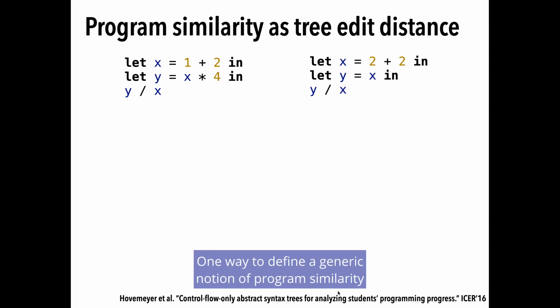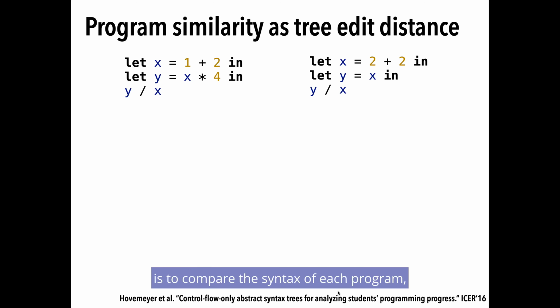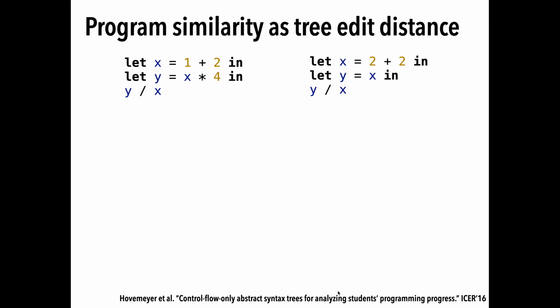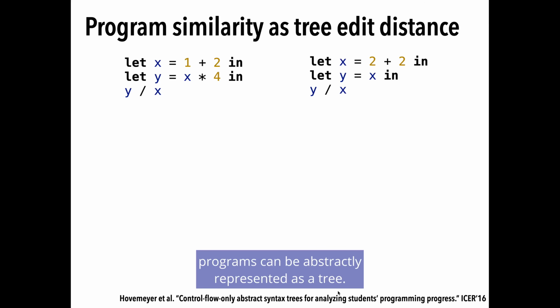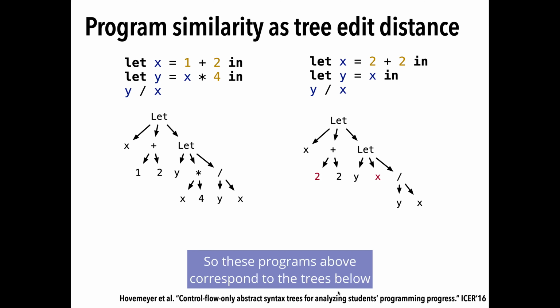One way to define a generic notion of program similarity is to compare the syntax of each program. How different is one from another? So similar to prior work, like the paper at the bottom of the slide, we use what's called tree edit distance to quantify syntactic similarity. So essentially, a basic result from programming language theory is that programs can be abstractly represented as a tree. So these programs above correspond to the trees below.